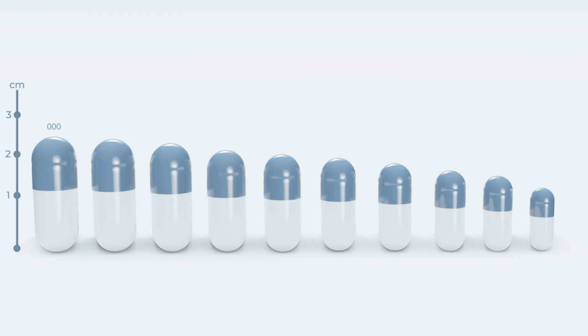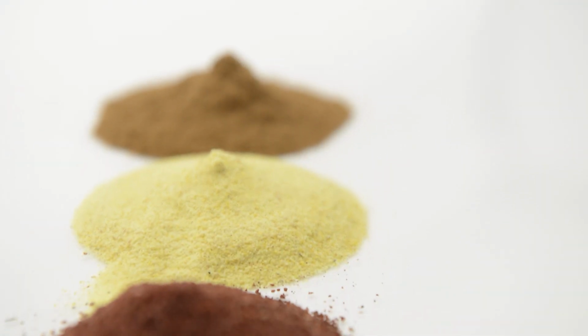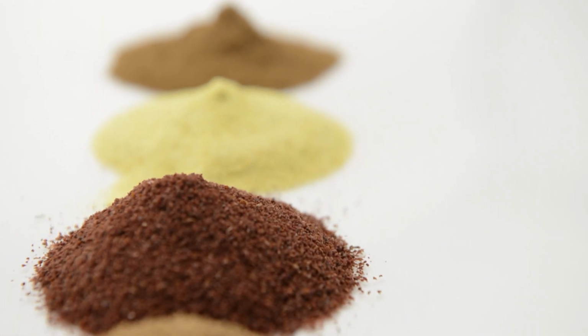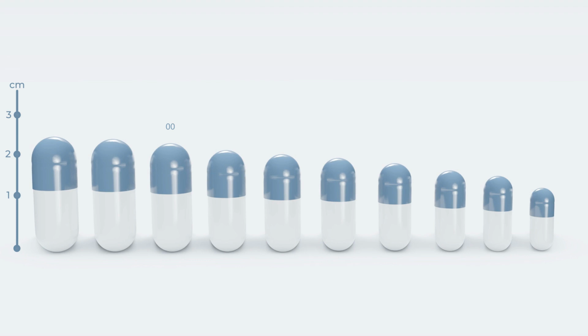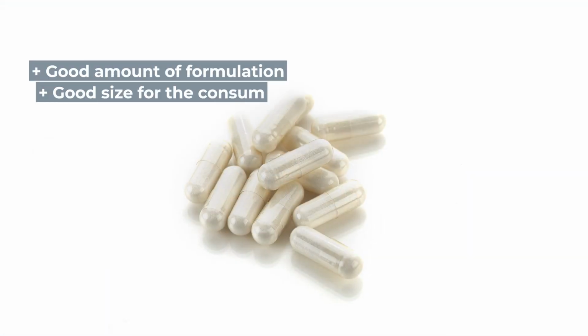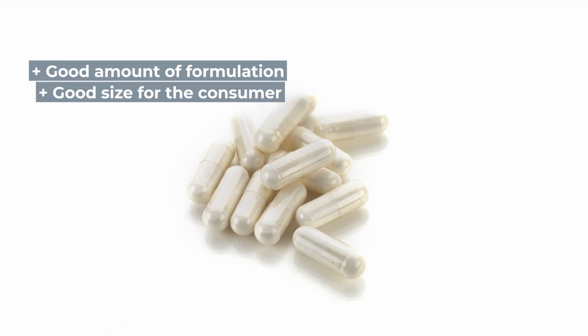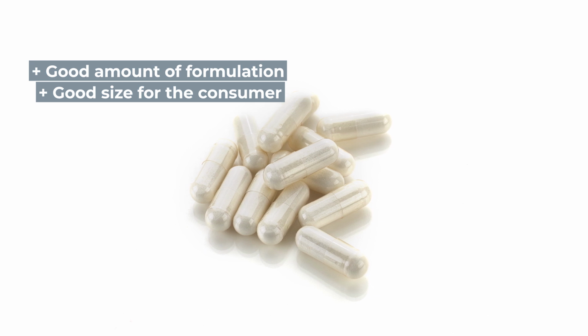A 000 capsule is ideal when working with larger formulations, especially if you're using dried herbal, vitamin and mineral, mainly used in homemade dietary supplements. 00 is the most popular size capsule out there, as it combines both the ideal size, as you're able to fit a good amount of the formulation without the capsule being too big for the consumer.